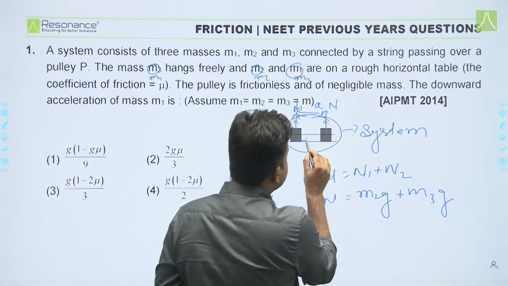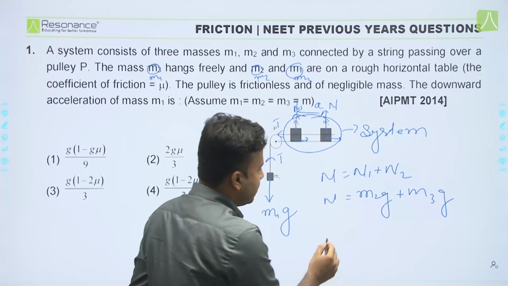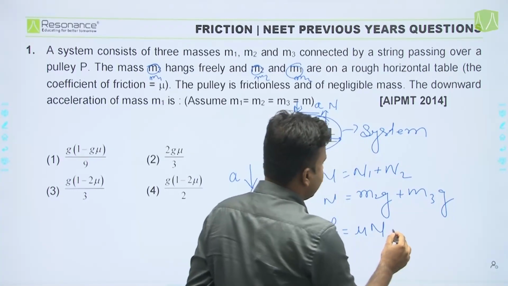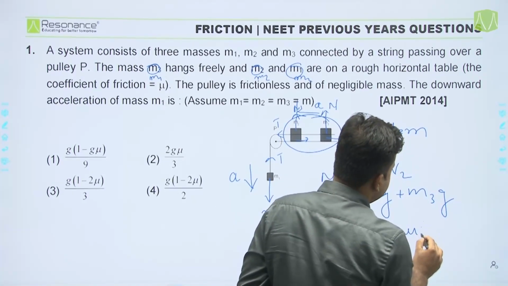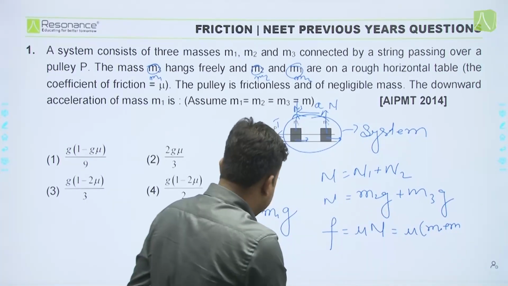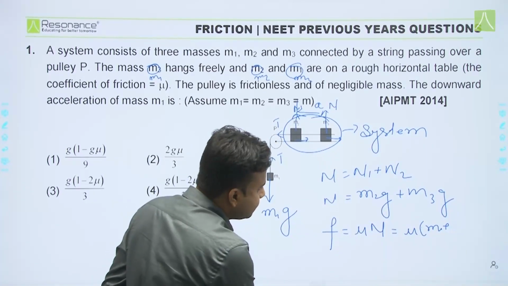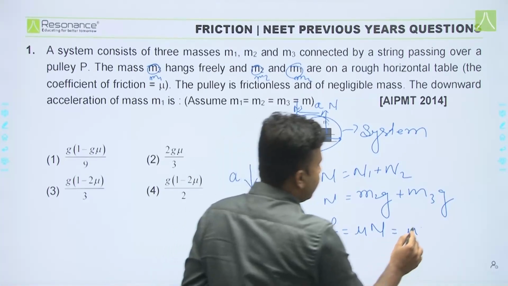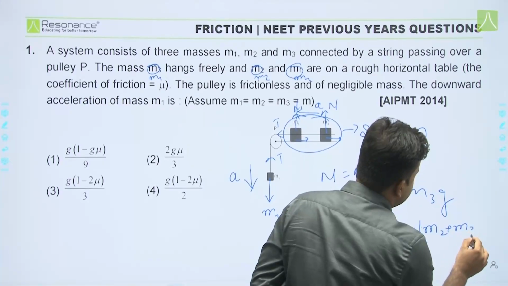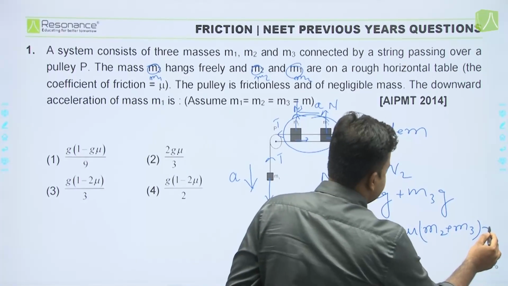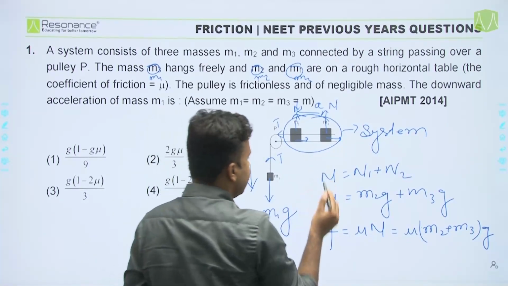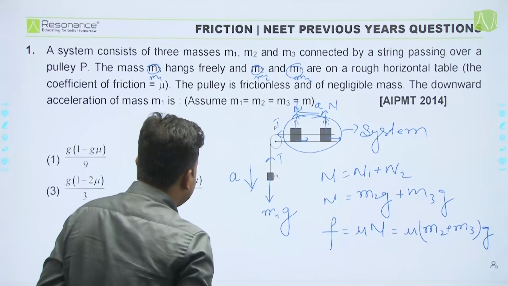It means both will experience the friction also. So the total friction force experienced is mu into N, or we can write, mu into M2 plus M3 into G. This much of friction the system will experience in this direction. Okay. So now first, one by one I am writing the equations.